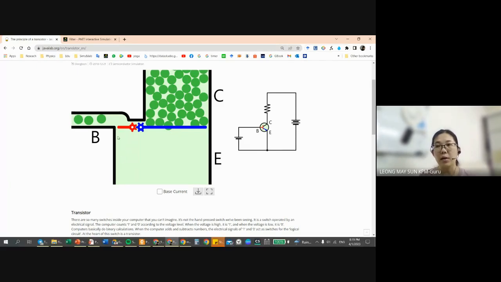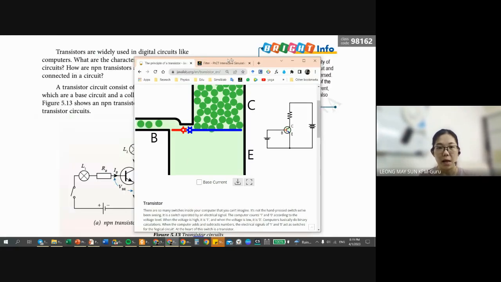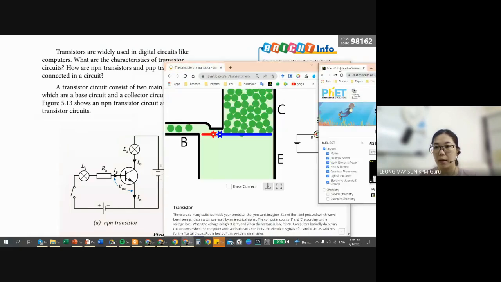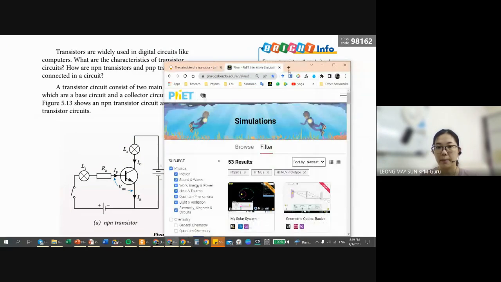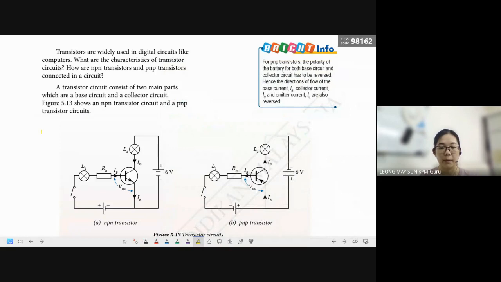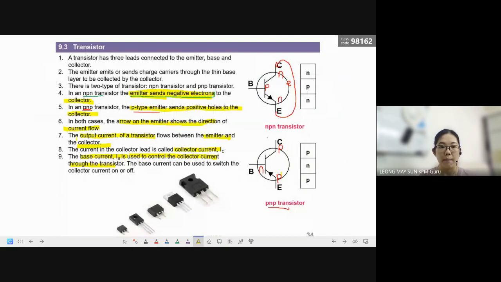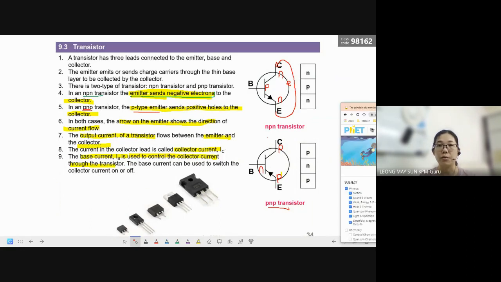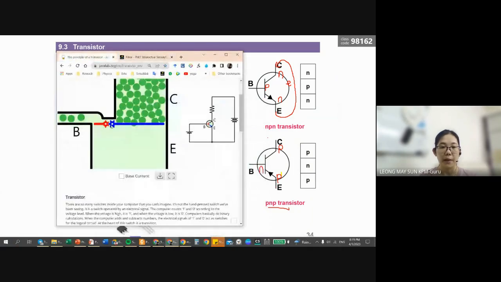So just now it was mentioned that base current is meant to be a control. Here it says, base current, number 9: base current is used to control the collector's current through the transistor. How does it control? Like this.